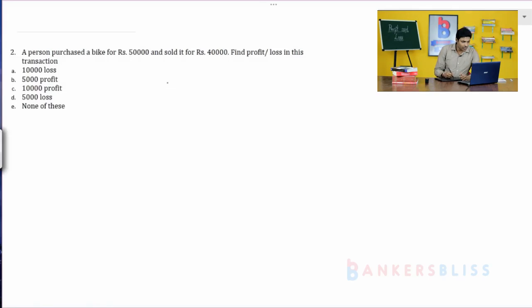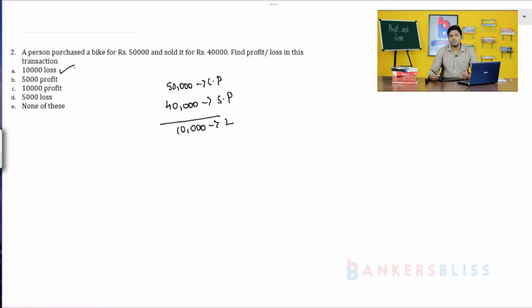See here, 50,000 is the cost price. 40,000 is the selling price. So the difference is nothing but the loss, cost price minus selling price, that is 10,000. That is the loss. So 10,000 loss, option A is the right answer. Very simple problem. We have taken these just for you people to practice these types of problems. Okay, next, problem number 3.